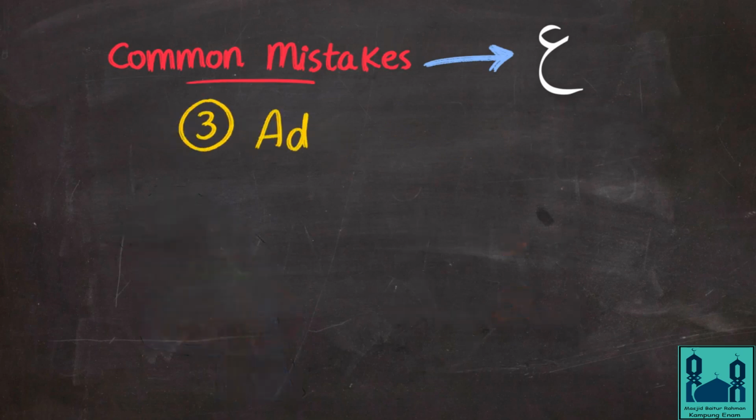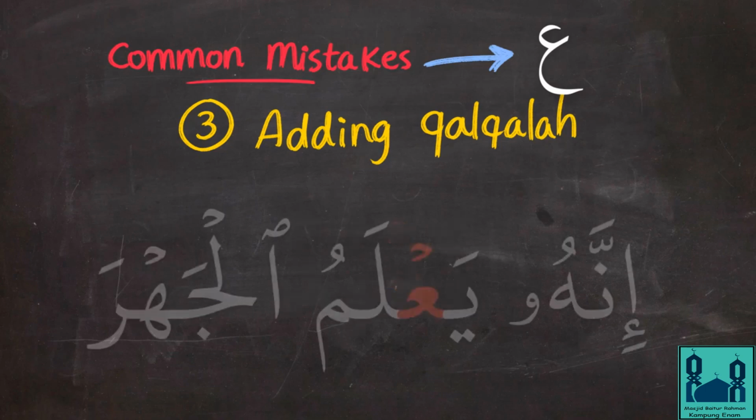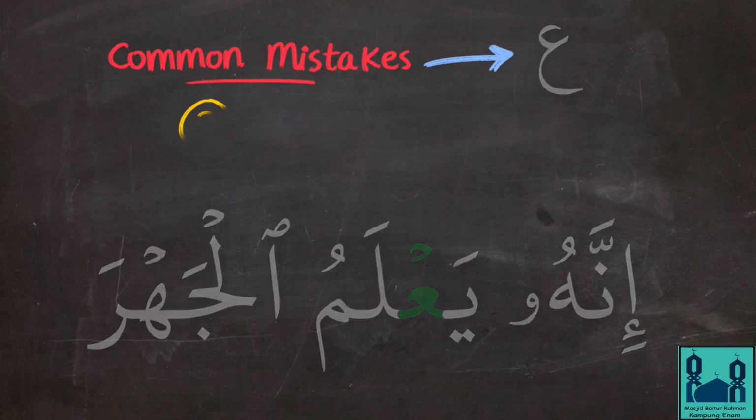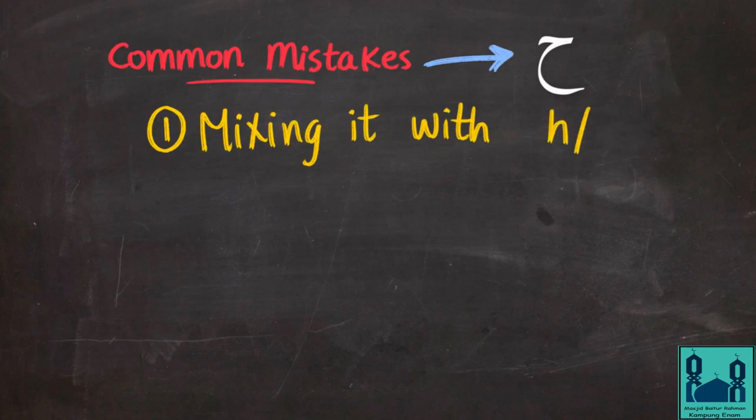Finally, adding qalqala to ayn with sukun, and it sounds like this: na'budu, na'budu, innahu ya'lamul jahr. The ayn is not a qalqala letter. If it has sukun, then it is fully sakin, a pure consonant. Innahu ya'lamul jahr.